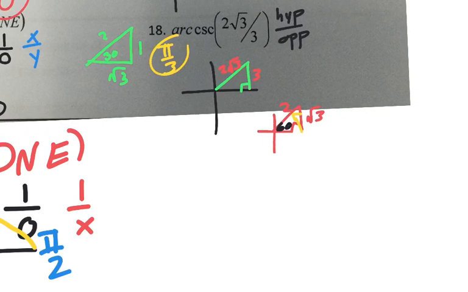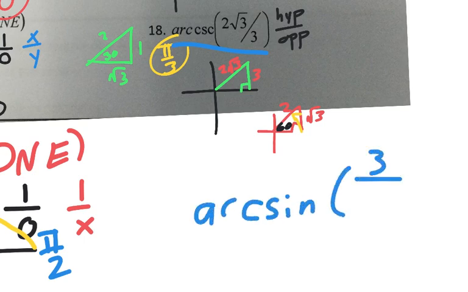Now, another thing that we could have done is the calculator trick that we've been talking about, writing the reciprocal. So arc cosecant is the reciprocal of arc sine. So arc cosecant of 2 radical 3 over 3 is the same thing as arc sine of 3 over 2 radical 3. You guys agree with that?